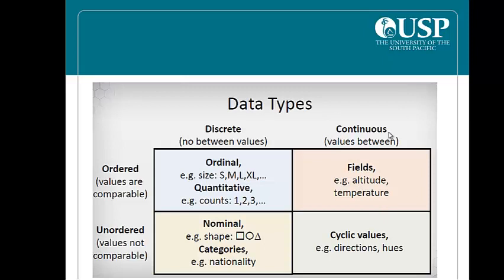We also have continuous values, which are ordered, like altitude and temperature, and we also have cyclic values, directions, and hues. We don't see this fourth category as much. You'll mostly be working with these types.